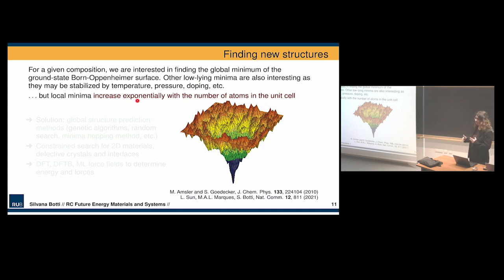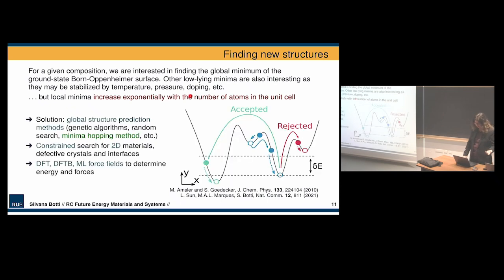In any case, you may also be interested in finding other minima that are not exactly the lowest minimum, because we know that there are materials that exist in different polytypes. So in many cases, we can also stabilize phases that are not exactly the ground state for a certain composition. The number of minima increases exponentially with the number of atoms in the unit cell. So this problem becomes complicated, but fortunately, there are algorithms of global structure prediction. There are several rather established methods that allow us to find these minima.